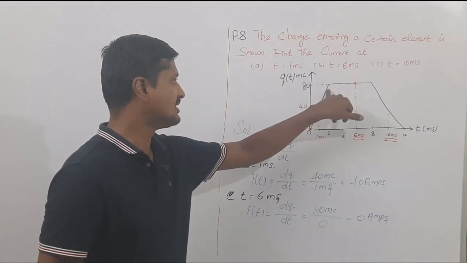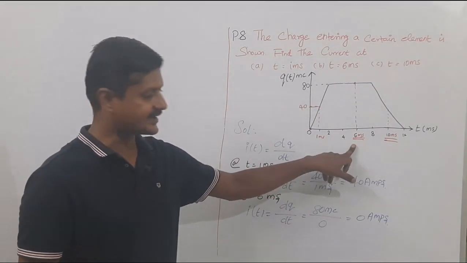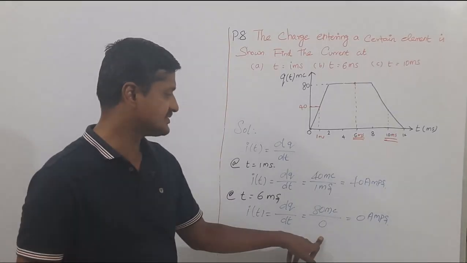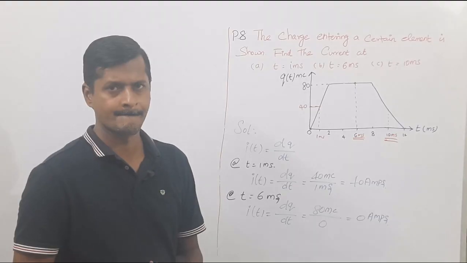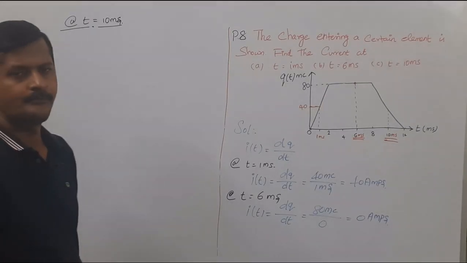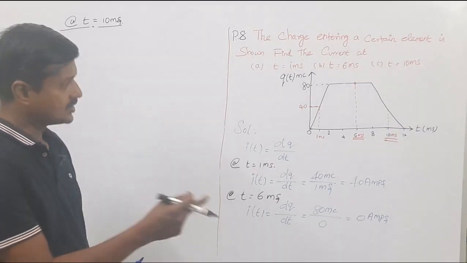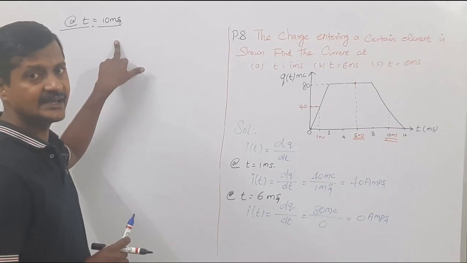So here the value is constant, so from 6 milliseconds there is no change in time. So 80 millisecond divided by 0, that is equal to 0 amps, right? Now we have to start with t equal to 10 milliseconds.